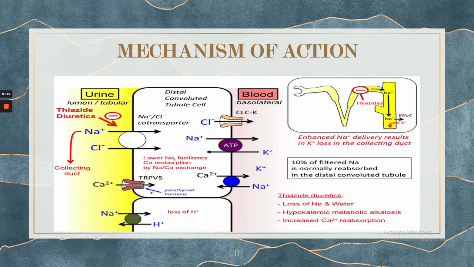And then the cell will now receive sodium only from two sources: this sodium and calcium exchanger here, and the other one is the sodium and chloride symporter. So the sodium which comes inside the cell moves outside through the sodium and potassium ATPase channel. As mentioned before, 3 sodium moves out and 2 potassium moves inside.